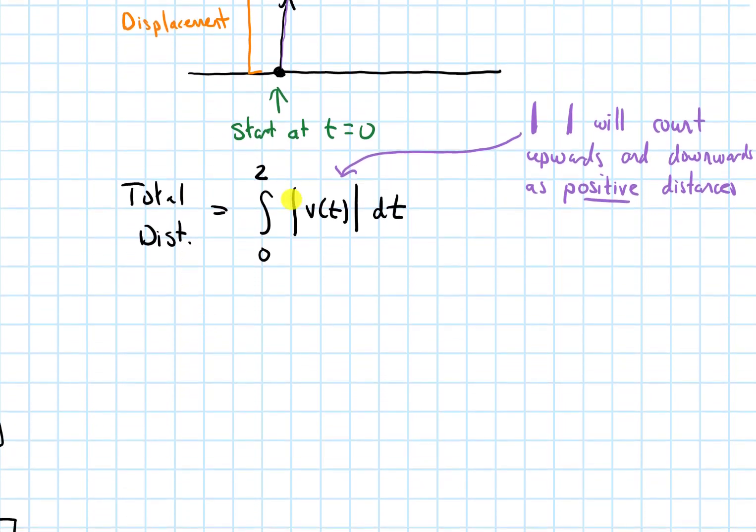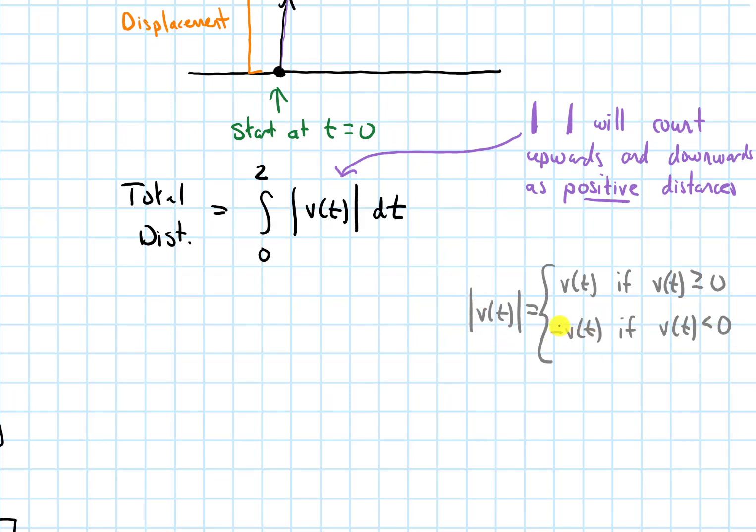So to evaluate this, we need to somehow get rid of these absolute values. Recall that the absolute value of something I can write as a piecewise function. It equals just the inside if the inside thing, the velocity, is greater than or equal to 0. But if the velocity is less than 0, then when I drop the absolute value, I've got to put another negative in front of it to make that thing be non-negative.